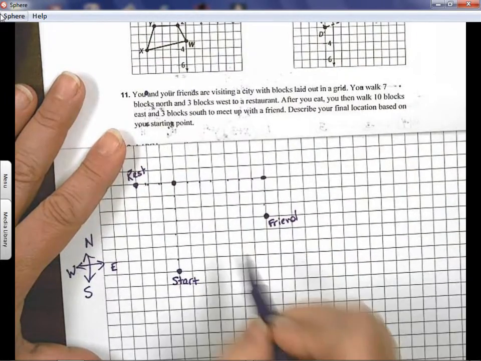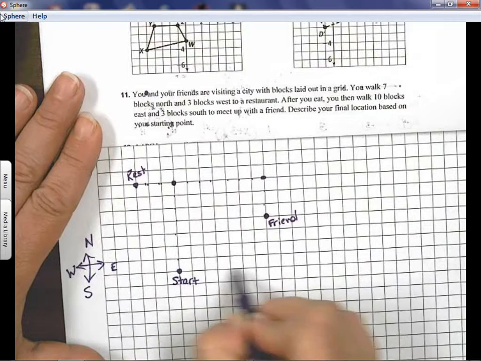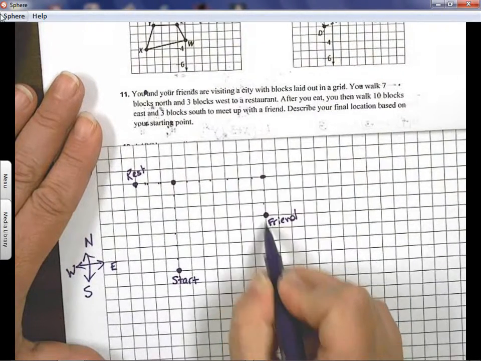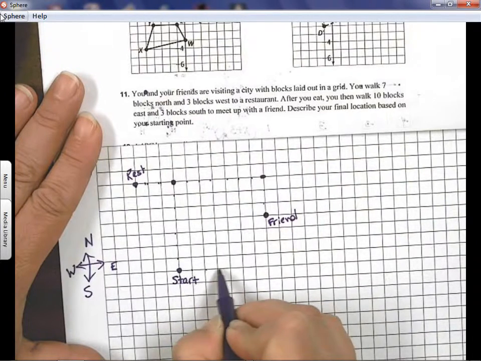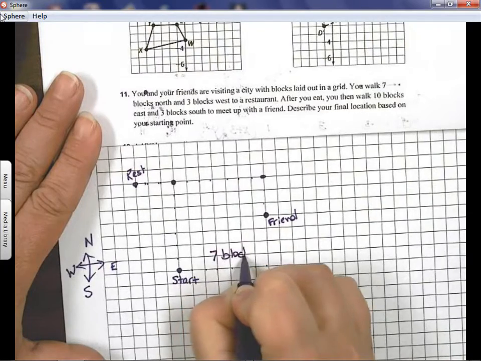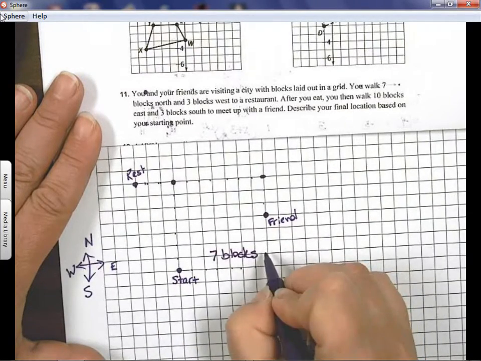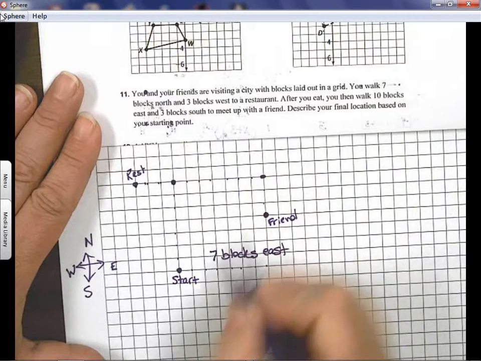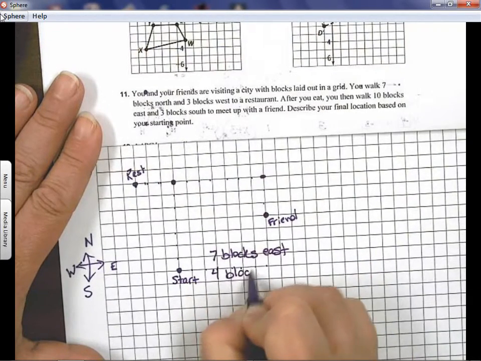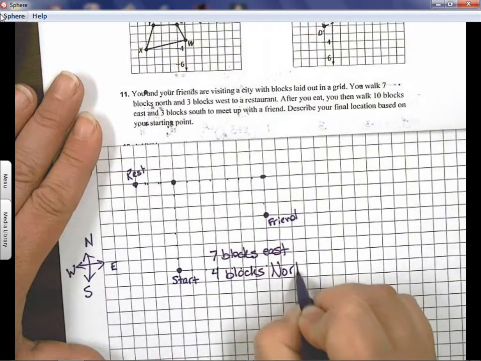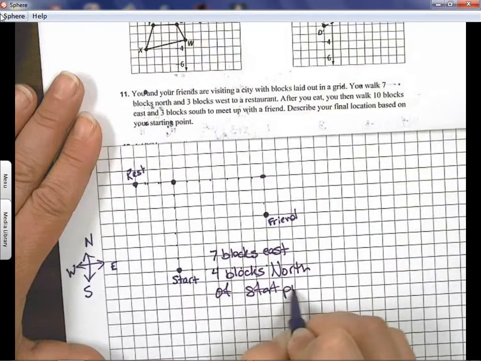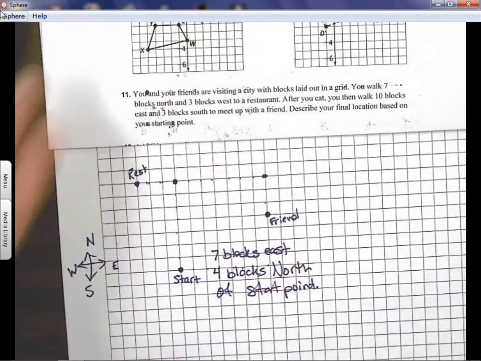Well, that location is how many blocks east of our start point and how many blocks north. So we count 1, 2, 3, 4, 5, 6, 7. So it's 7 blocks east and 1, 2, 3, 4 blocks north of our start point. And that's what they want to know.